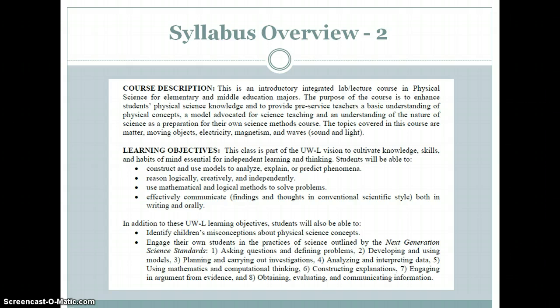In addition to learning about these science topics, we'll also be considering common difficulties that young children have when learning about science, and we'll also be exploring the new science standards which just came out in April of 2013. It's really exciting. These are called the Next Generation Science Standards.